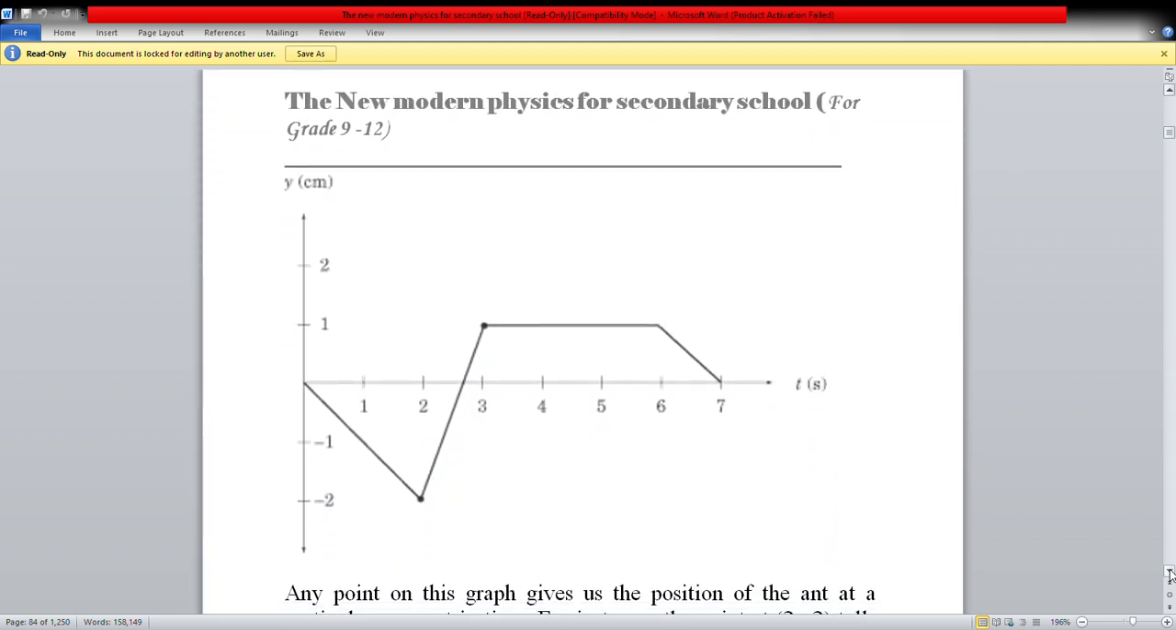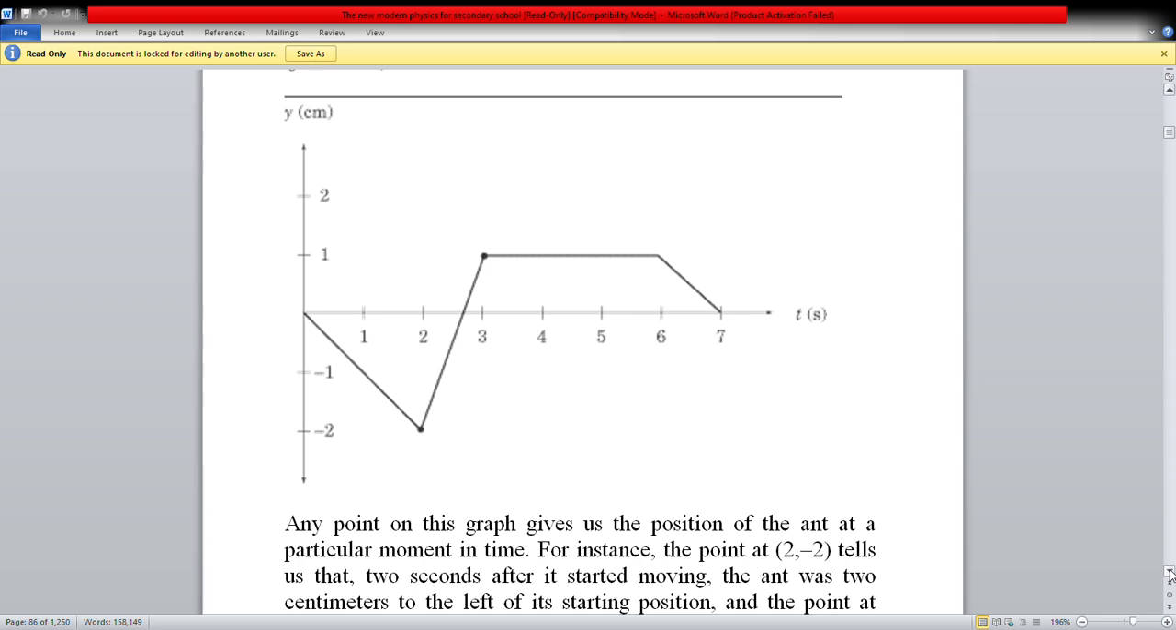Here is the graph. It starts from 0 and reaches -2 in the y direction, and then returns back upward and reaches +1, and stays constant, since it's a position time graph, at 1, and it ends at 7 seconds. The total time is 7 seconds, and the total distance covered is shown in centimeters.